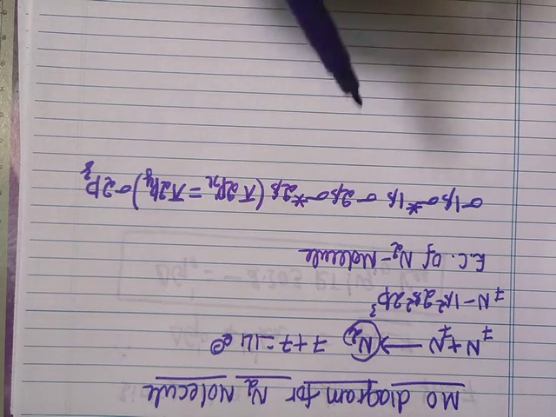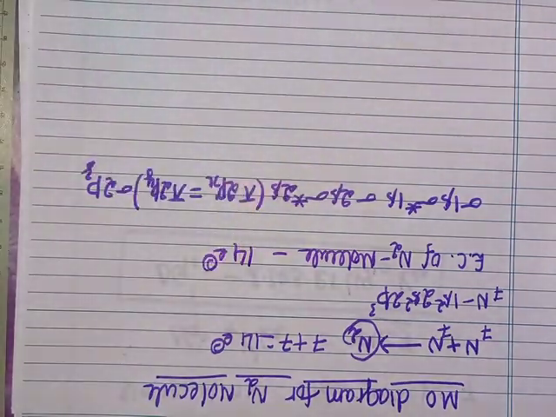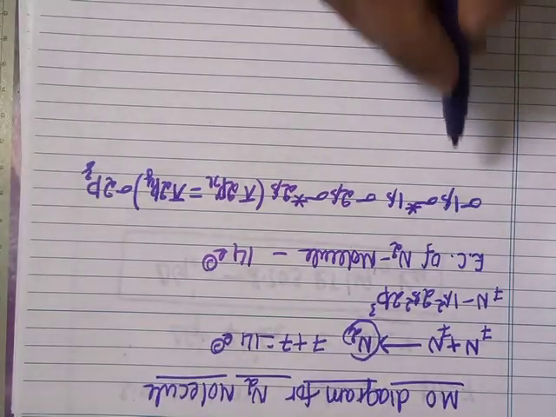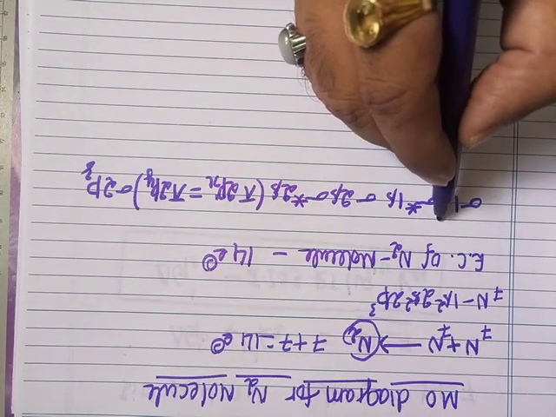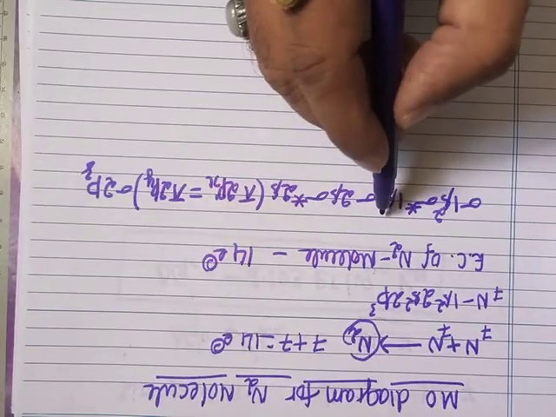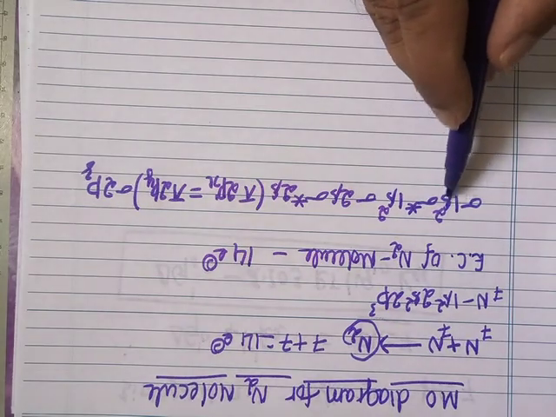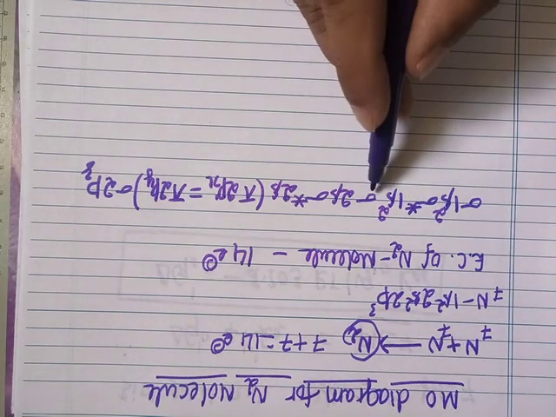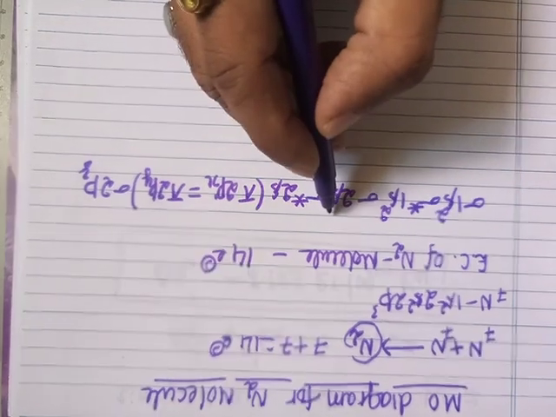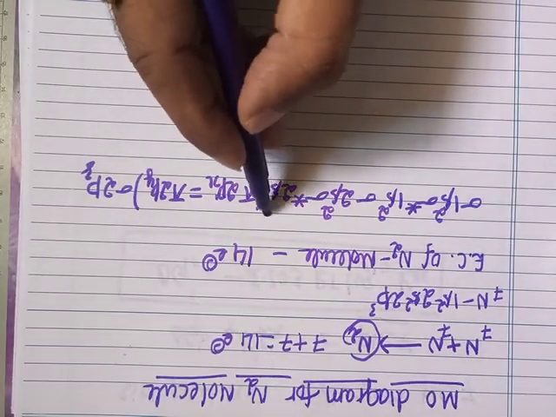Now in the nitrogen molecule we have 14 electrons, and we have to fill these 14 electrons into these various orbitals. First sigma 1s, 2 electrons. Then the next higher energy level is sigma star 1s. The s orbital contains a maximum of 2 electrons. Next higher is sigma 2s, where we can fill 2 electrons.